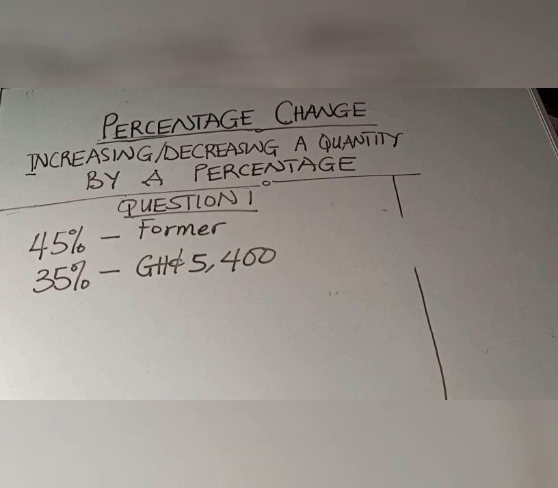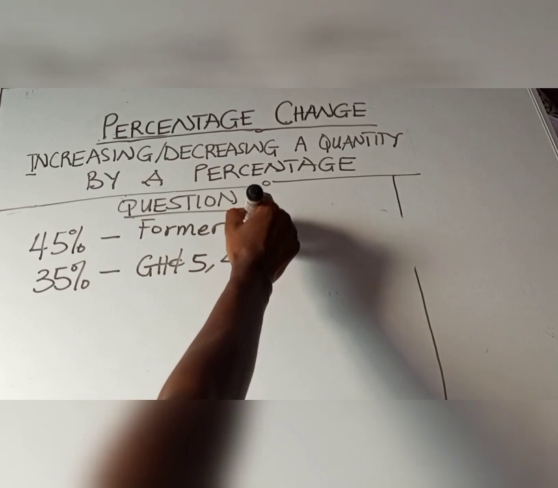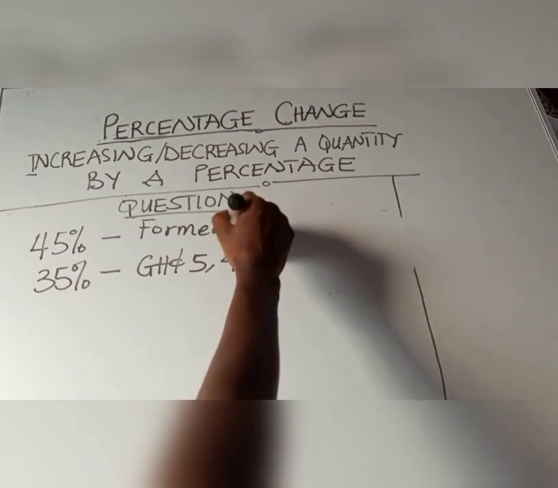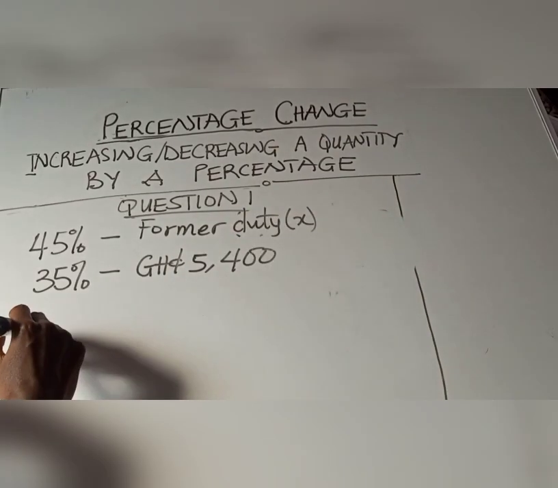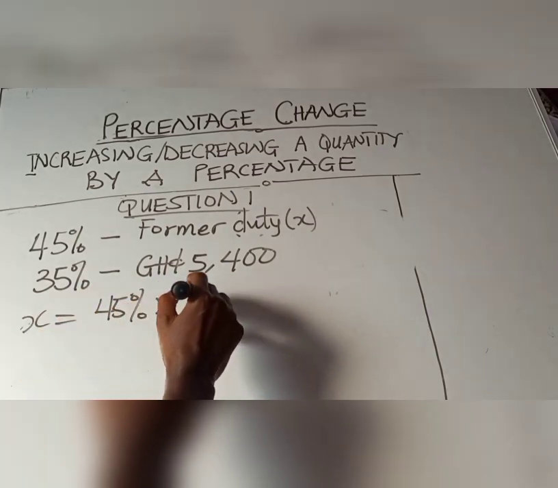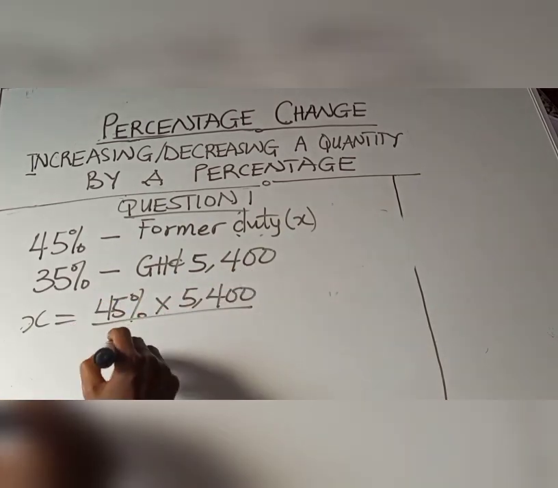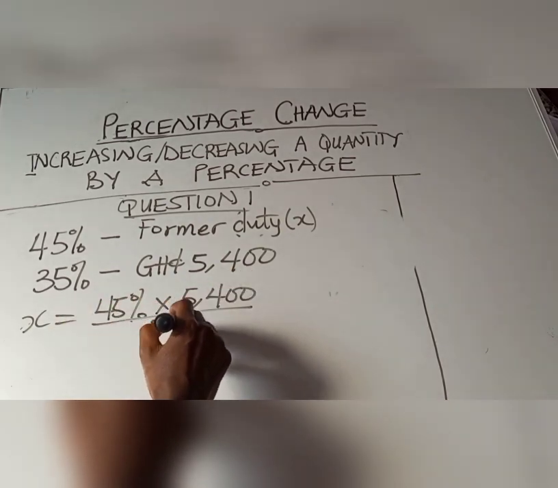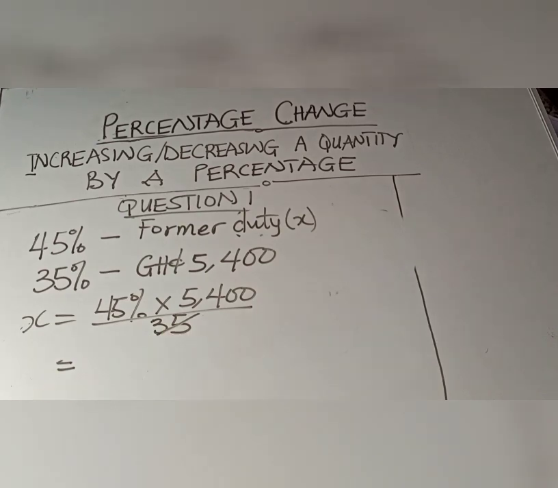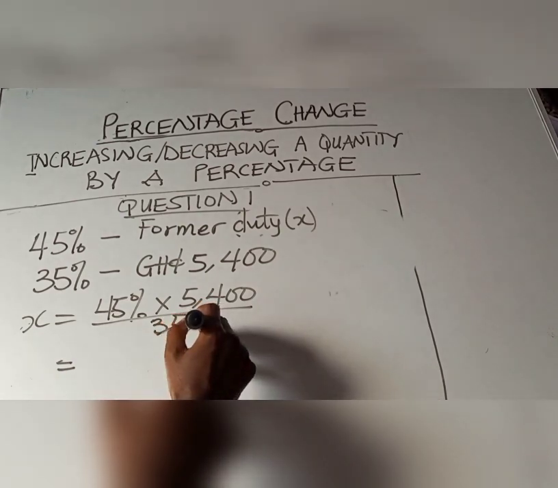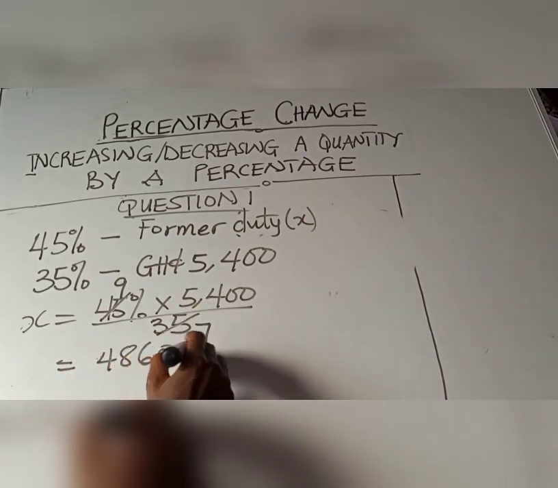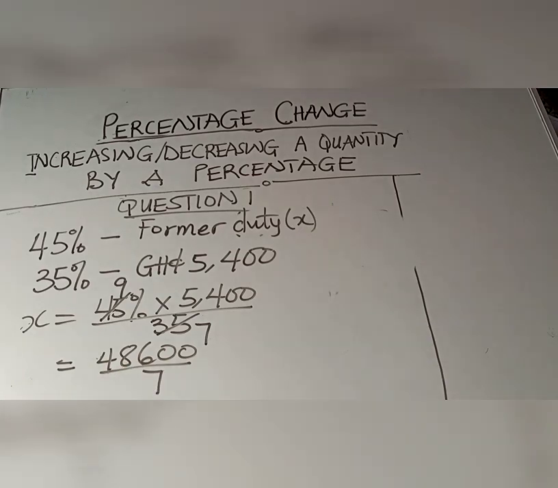Okay, so in this case, we just do an equation over here. This one we don't know, so we represent it with a letter, let's say X, the former duty. So we say that X is going to be 45% by 5,400 out of 35. Good. So X is going to be 5 goes here, 7, 5 goes here, 9. Okay, so we have 48,600 out of 7, as you see on the screen.